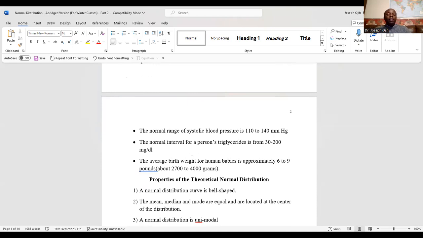Now, the normal interval for a person's triglycerides is from 30 milligrams per deciliter to 200 milligrams per deciliter. So if it's above that, not normal. If it's below that, not normal. So that gives you an idea of what normal distribution is talking about. The average birth weight for a human baby is approximately 6 pounds to 9 pounds. So if a newborn baby weighs more than 9 pounds, we say that the baby is overweight. And if it's weighing less than 6 pounds, we say that it's underweight.